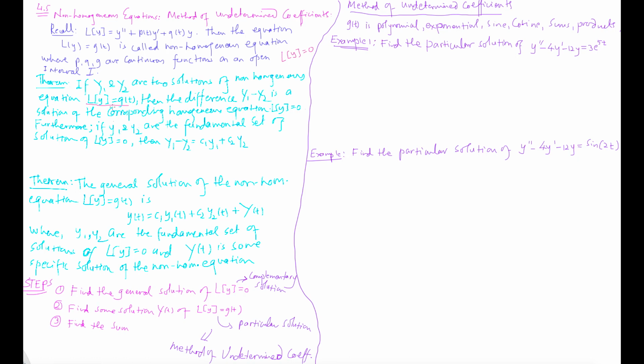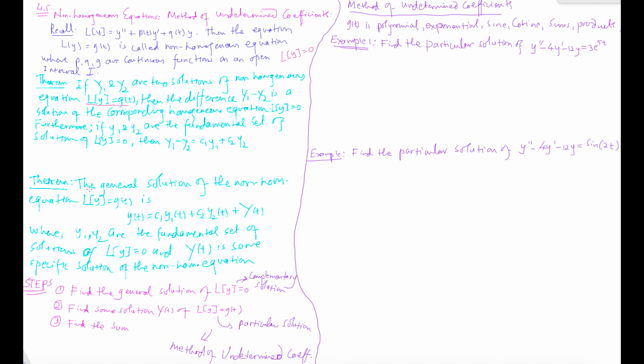It can be easily proved. If Y1 is a solution, then L[Y1] = g(t), and if Y2 is a solution, then L[Y2] = g(t). Now if you subtract, g(t) and g(t) cancel out, so you get L[Y1 - Y2] = 0. That is the equation for the difference. Furthermore, if y1 and y2 are a fundamental set of solutions of the homogeneous system, then the difference Y1 - Y2 can be written as a linear combination of y1 and y2.